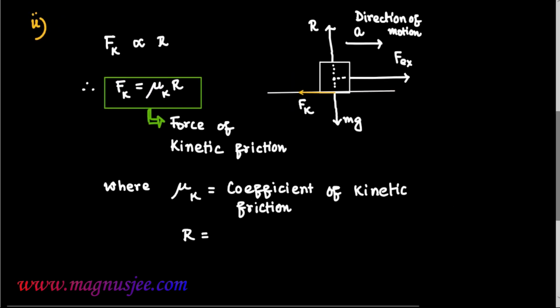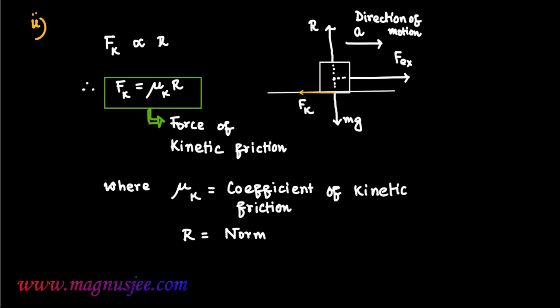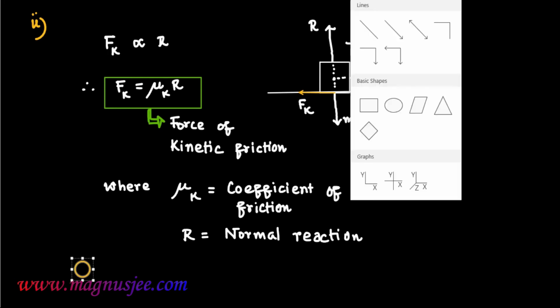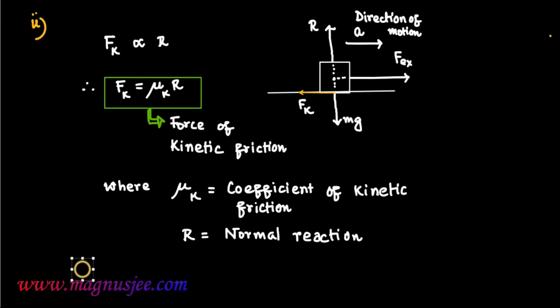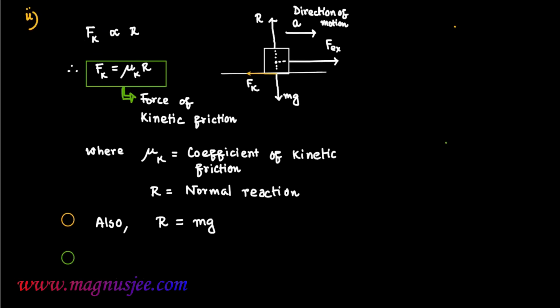R is the normal reaction acted on the body applied by the rough surface of the other body. In this case, R equals mg at equilibrium. Normal reaction R equals mg, the weight of the body.